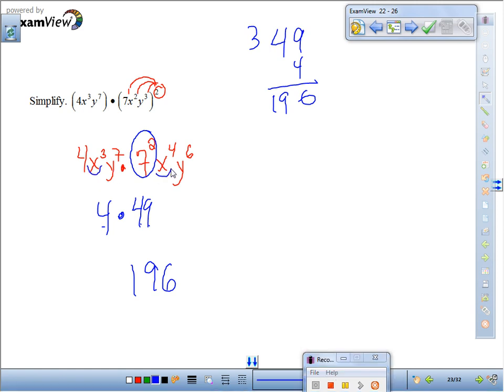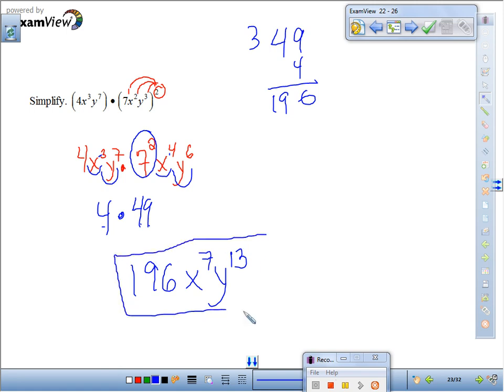What is x cubed times x to the 4th? X to the 7th. Remember, when we're multiplying, we add the exponents. What is 3 plus 4? 7. Go on to the next one. Y to the 7th times y to the 6th becomes y to the 13. And we're done.